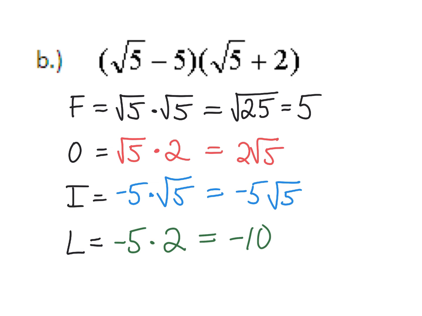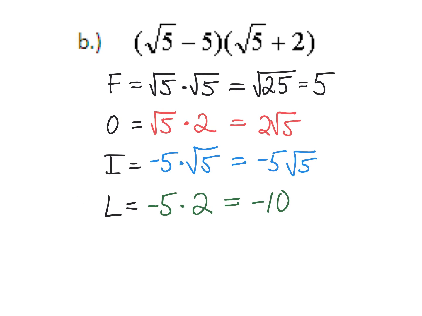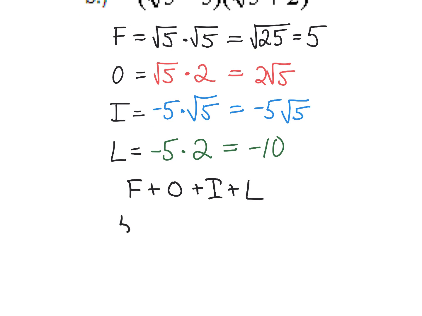Now, distributing always involves 2 things, right? Multiplication and then combining like terms or adding at the end. So the last step in FOIL is to do F plus O plus I plus L. So I'm going to do 5 plus 2 root 5 minus 5 root 5 minus 10. And this is the spot where you need to combine your like terms.